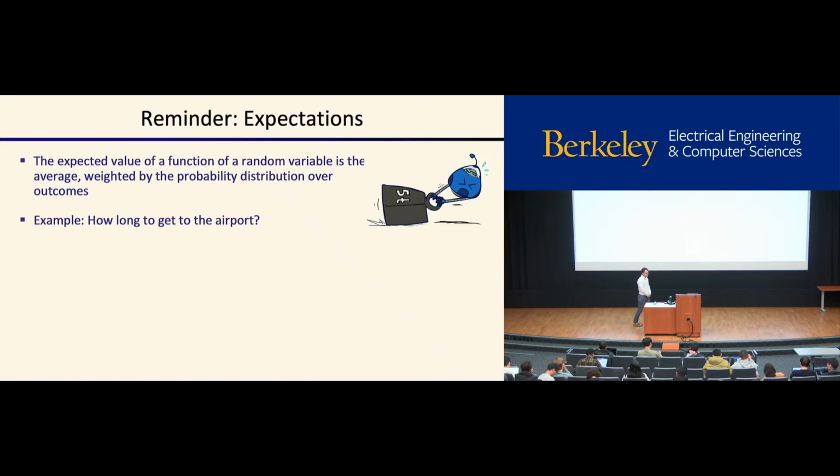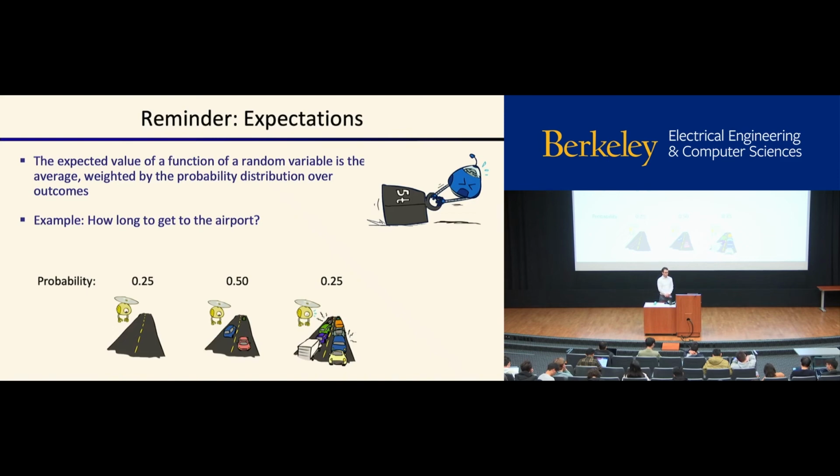So how long does it take to get to the airport? Well, let's think about all the possibilities. There could be no traffic, some traffic, or tons of traffic. Each one of those has a probability associated with it, and the time it takes to get to the airport might be one of these three numbers: 20 minutes, 30 minutes, 60 minutes. To get the expected travel time, we multiply the probability of each outcome by the time for that outcome, and then we add these together. So this gives us a weighted average of 35 minutes.